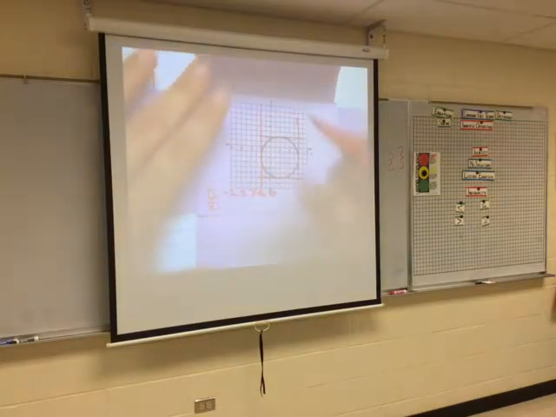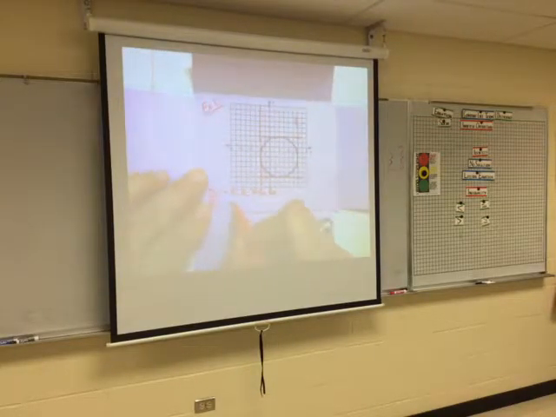So my range is -6 is less than or equal to y is less than or equal to +2. So my range are all of the y values between -6 and +2.